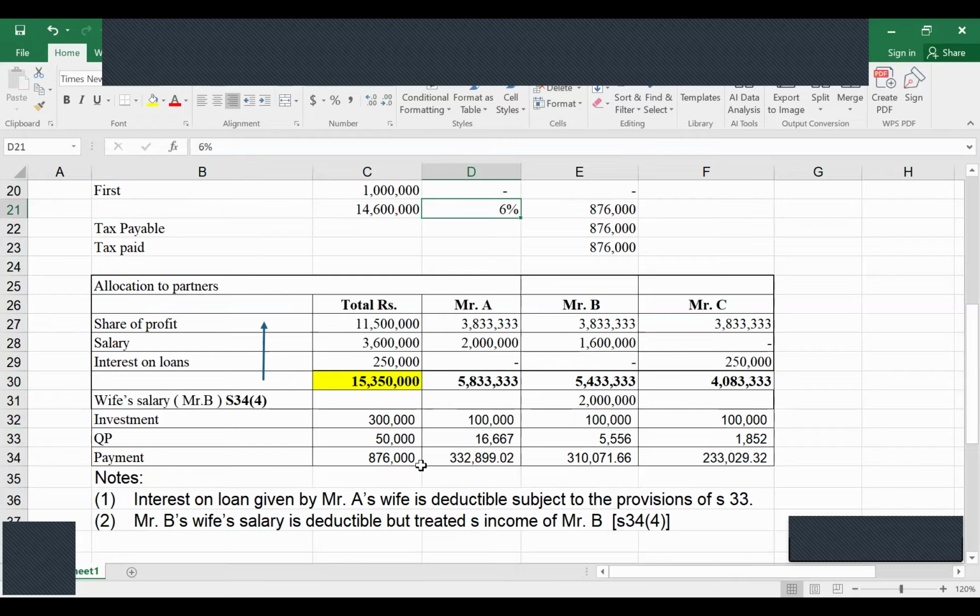How do we do it? This is a format for that one. A total column should be there. It can be the first column or the last column. But all partners should be included in the table. And the description column also should be there. Then we can include all the important details here.